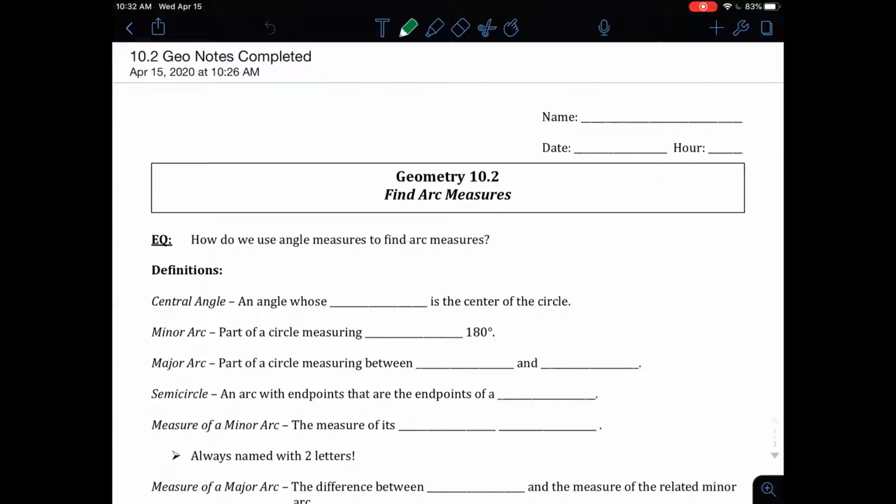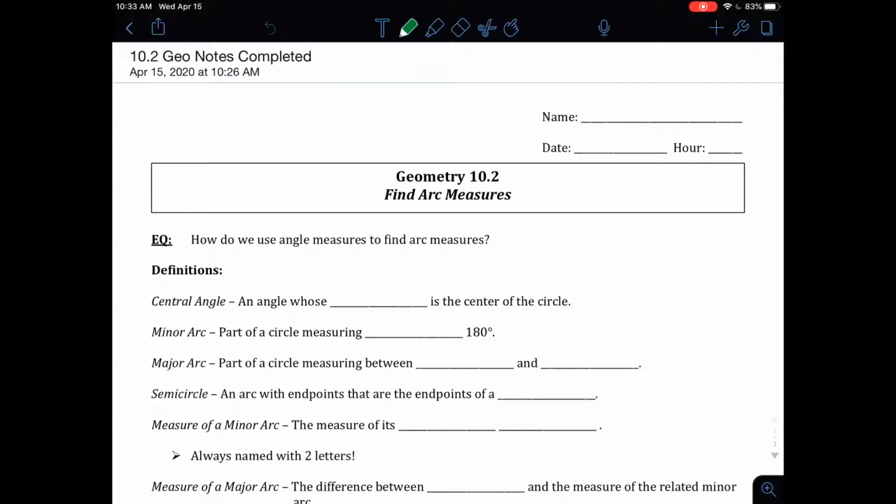But yeah, so we are doing 10.2 today. This whole chapter is about circles and parts of circles with secants and chords and tangents, which we learned about two days ago in 10.1. And we are learning about arc measures today.